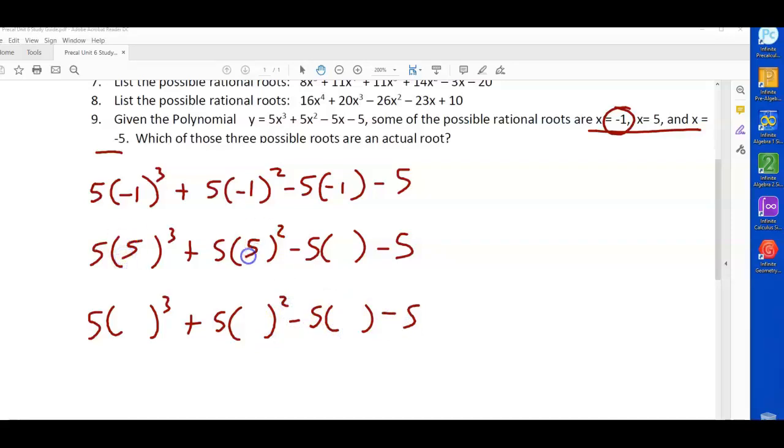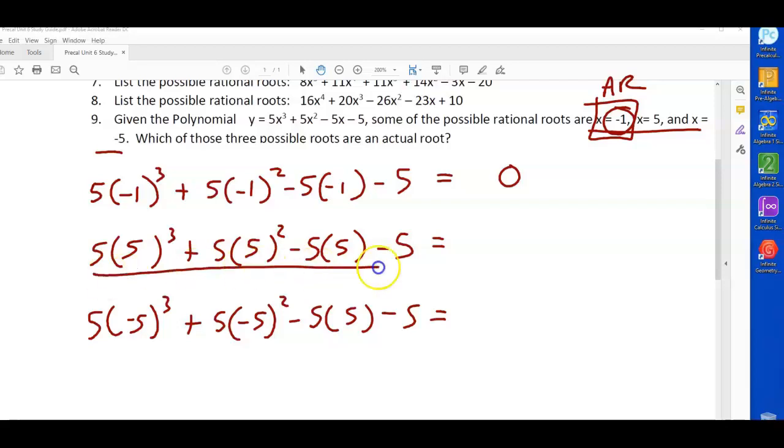So we're plugging in 5, and we're plugging in -5. And at this point, you're just going to want to use a calculator, and you're going to want to see which one of these things give you a 0. Whichever one of these possible roots actually end up giving you a 0, those are the ones that are actual roots. So let me see. In this case, this one will give you a 0. So that means that x equals 1 is an actual root.